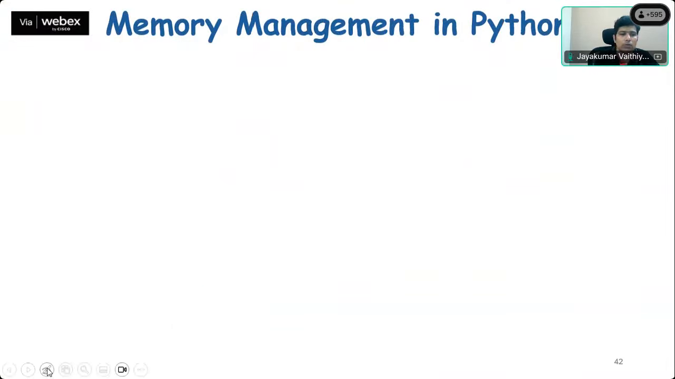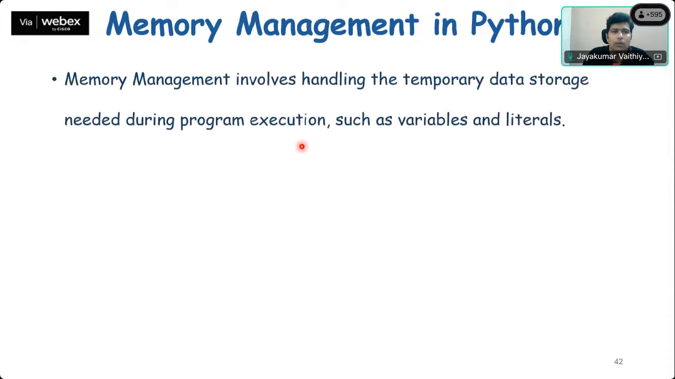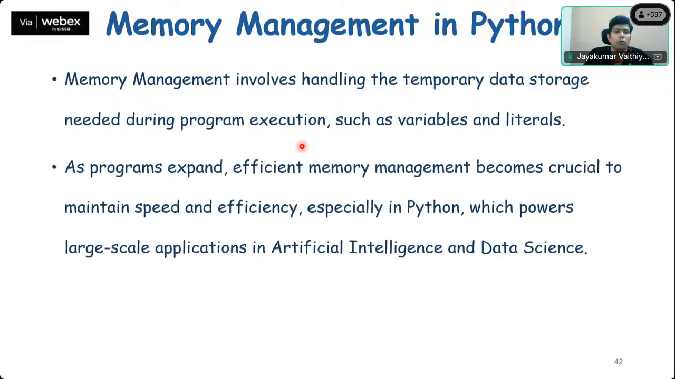Now we are moving to Python. Okay. So try to learn C language first, then please move on to Python. So it will give some insights. So in Python, memory management involves handling temporary data storage needed during program execution, such as variables and literals, which you are able to allocate memory for. Okay. If a program expands, efficient memory management becomes more crucial to maintain speed and efficiency, especially in Python, because Python is much slower when compared to C and C++.